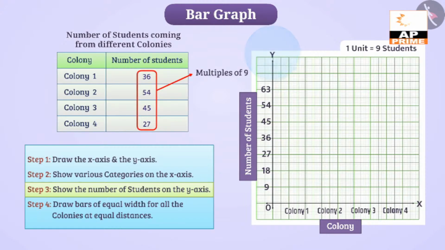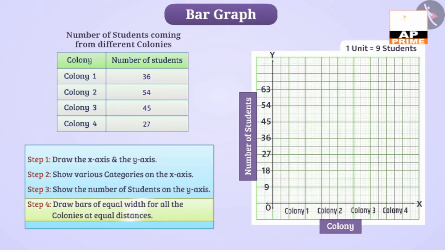on the y-axis. The maximum value here is 54, but for our convenience, we have taken numbers up to 63 on the y-axis. Now, we will draw a bar. In the bar graph, we represent the data in the form of bars. The number of students coming from colony 1 is 36. So, we will draw the bar in such a way that its length should be numbered 36.